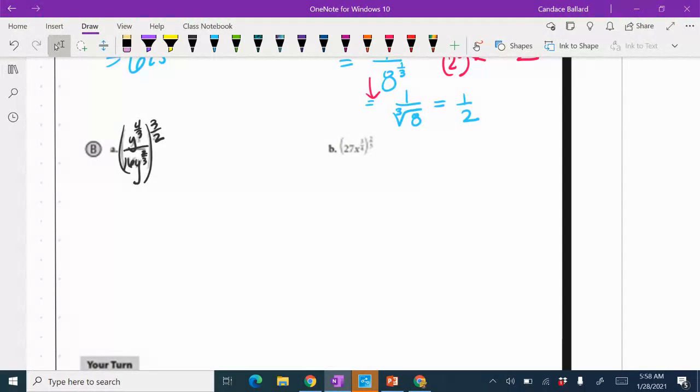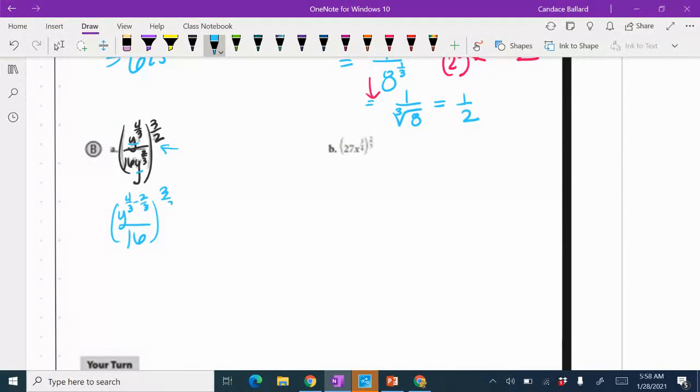All right, looking at C here, I've got y to the 4/3 over 16y to the 2/3, all to the 3/2 power. I am noticing the division, so the division means that I'm going to subtract my exponents. I notice my bases are the same, so I'm allowed to do that. I'm going to keep 16 in the denominator, and then we would have y to the 4/3 minus 2/3.